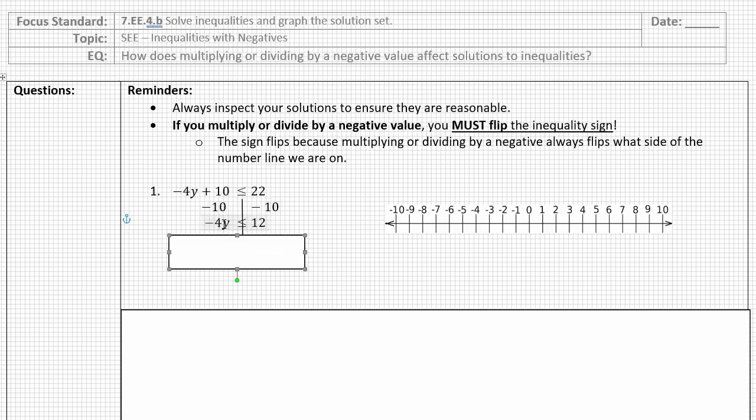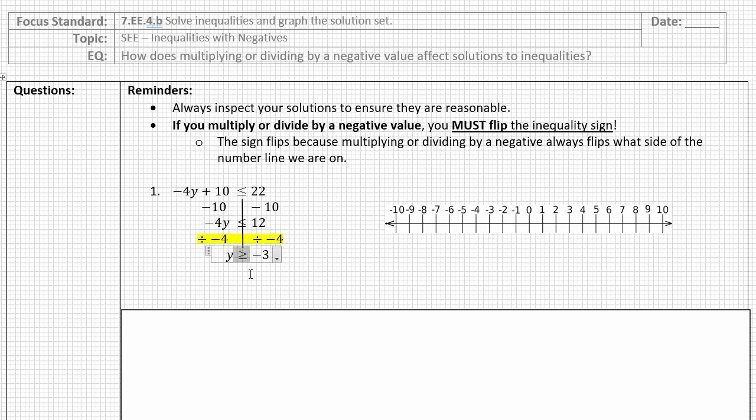Now, to separate y from negative 4, since this is a multiplication step, we're going to do the opposite, which is to divide by negative 4. And we're going to do that on both sides. Here we talked about multiplying or dividing by a negative, so anytime you catch yourself doing that, that should be a red flag for you. And when we divide by that negative 4, we get y on the left, and 12 divided by negative 4 is negative 3.